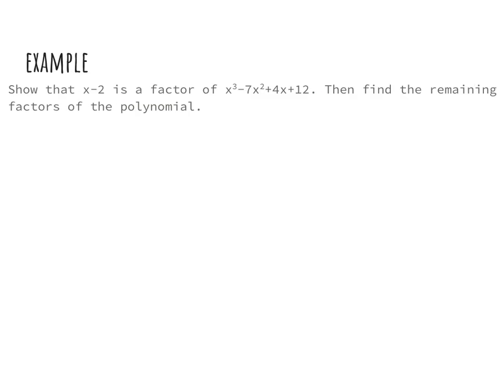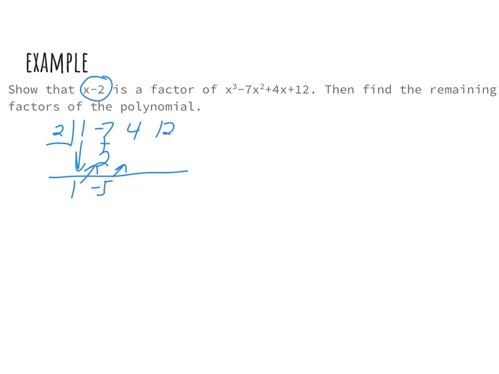For our next example, we're going to show that x minus 2 is a factor of x cubed minus 7x squared plus 4x plus 12. So again, if our divisor is x minus 2, I'm going to put a positive 2 in the top left corner. I don't have any missing exponents, so my coefficients won't have any zeros: 1, negative 7, 4, and 12. Drop the first, multiply by the top left, add vertically, multiply by the top left, add vertically, multiply by the top left, add vertically.